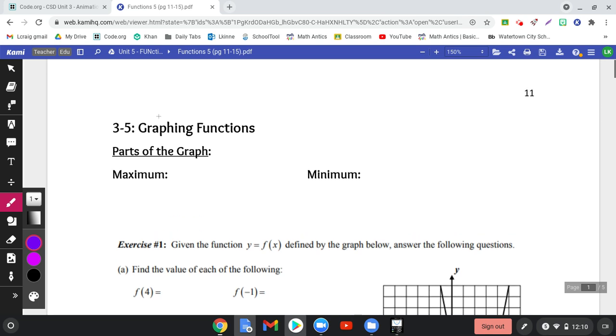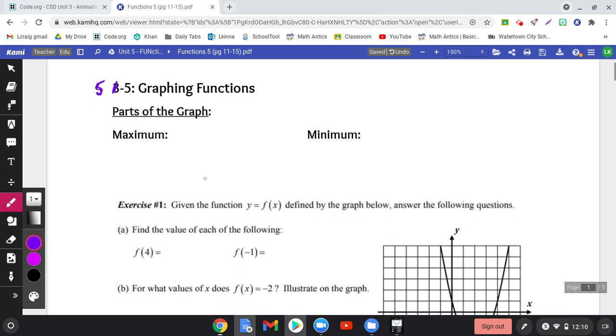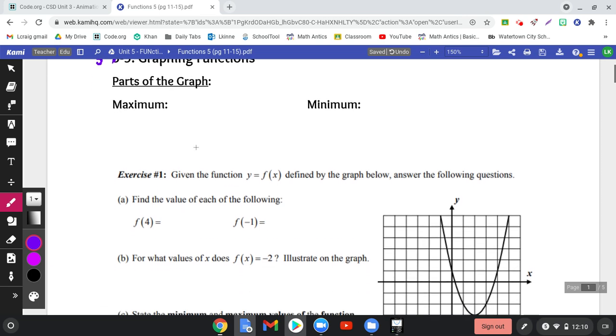Okay, so this is Unit 5. Remember, there's a little bit of a typo here. This was Unit 3 last year, but we're into the good stuff now. We're going to talk about graphing functions. We've learned a lot of terminology, max and min, which we'll talk about again today, domain and range and mapping diagrams and tables and inputs and outputs. Well, let's get into using these things.